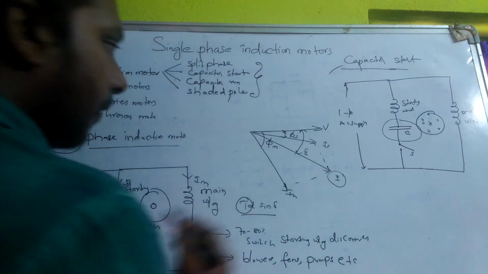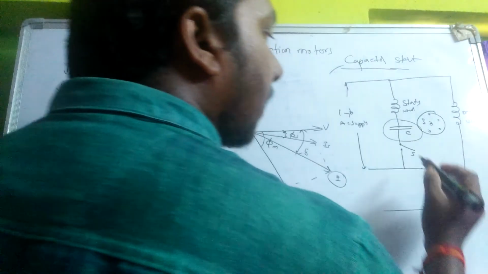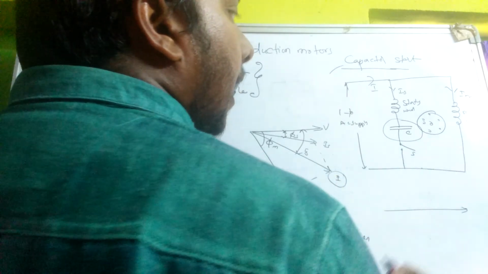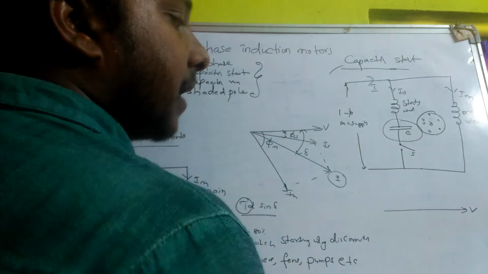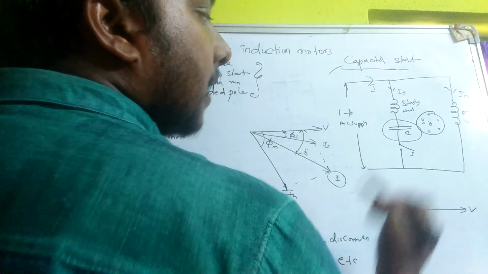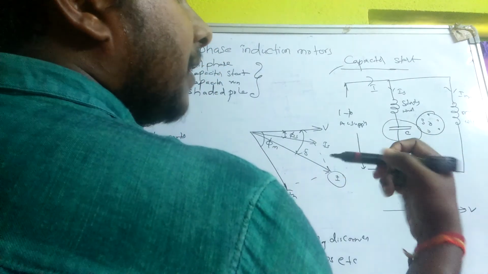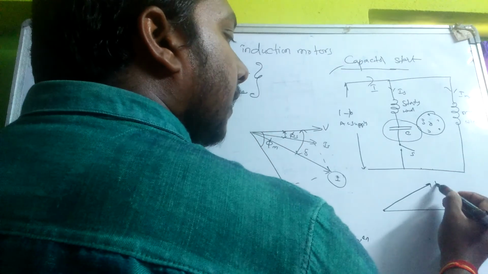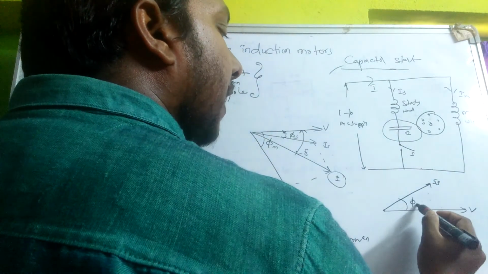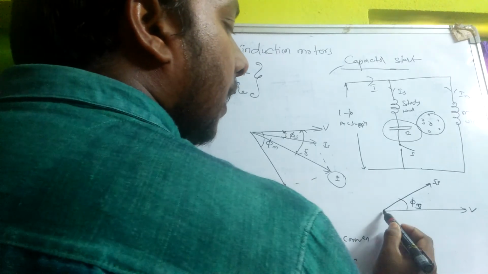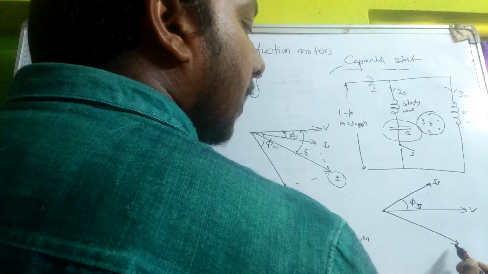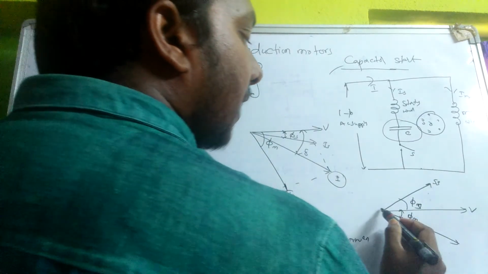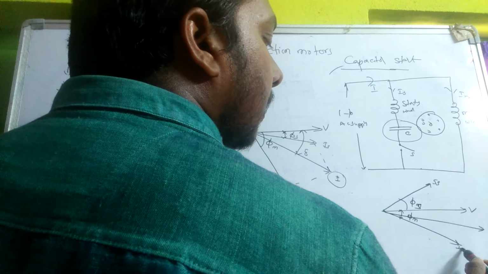Like the split phase induction motor, the phasor diagram is like this, because the current will be split up into the starting winding current and the main winding current, taking the voltage as the reference axis. The current flowing to the capacitor leads the voltage, so the current Is leads the voltage by an angle phi s. Similarly, in the case of a pure inductor, the angle is approximately 90 degrees, so the current lags the voltage by 90 degrees, and the resultant current is I.